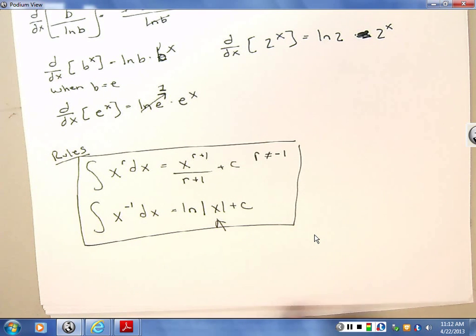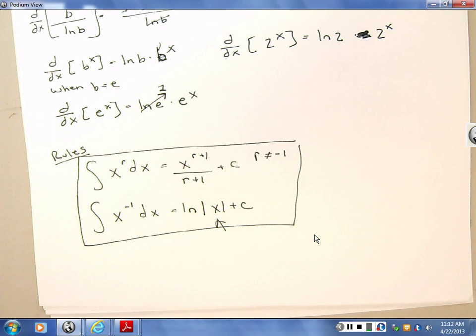Natural log and e to the x are inverses of each other. So if I plug any number into e to the x, it's going to be positive. It will never be 0 and it will never be negative. So that means I can only take natural log of what I can output of e to the x, which is only positive numbers.